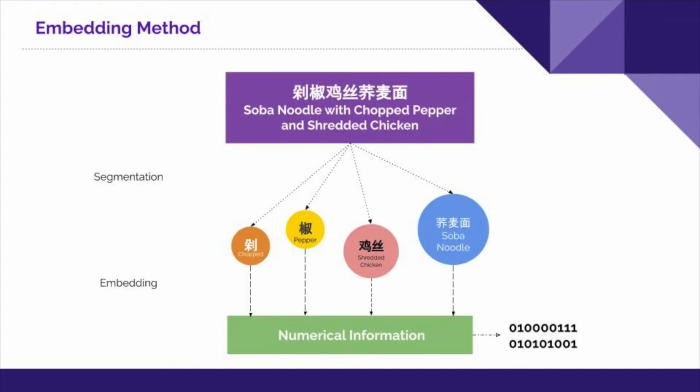Let us take a closer look at this process. For example, if we want to transform a dish name into machine language, we firstly need to segment this word into different semantic parts. And for each of the semantic parts, we project them to numerical values based on their frequency of appearance and their location in the sentences.